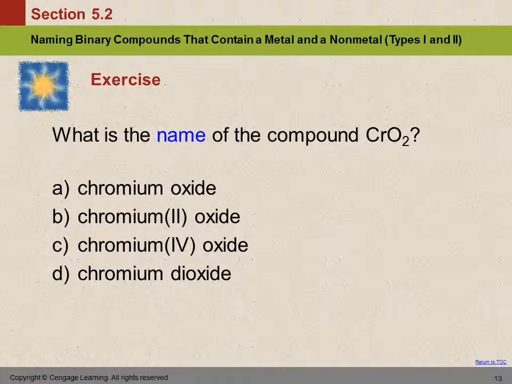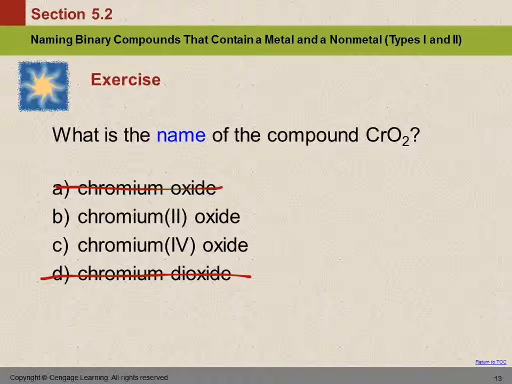What's the name of this compound? CrO2. Well, we've got Cr, which is chromium, and O is oxide. Does chromium need a Roman numeral? It does. So that tells us that two of these are flat out wrong, right? A is wrong, there's no Roman numeral. B is wrong, D is wrong. The prefix is nice. I would know what you mean, but that's not how we say it. So then we're left with chromium(II) oxide or chromium(IV) oxide.